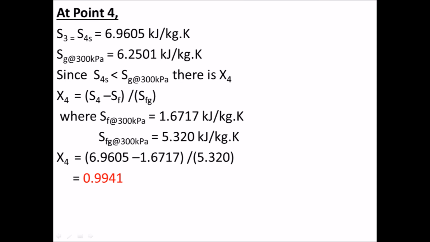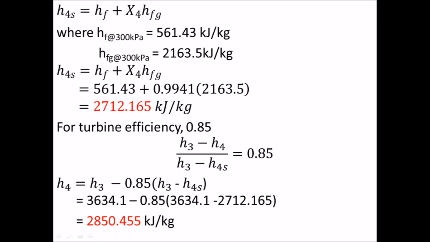At point 4, S3 equals to S4s. The entropy at 300 kilopascal is 6.2501 kilojoule per kilogram Kelvin. Since S4s is less than Sg, there is quality. We use the formula below to calculate, and we will get 0.9941. Then we can calculate H4s and get 2,712.165 kilojoule per kilogram.